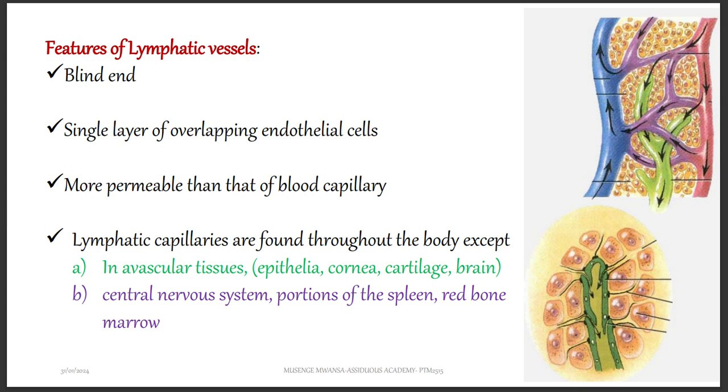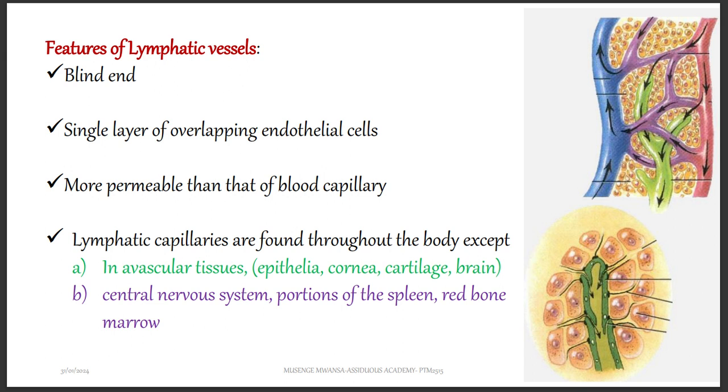And then it has got a single layer of overlapping endothelial cells. We understand this very much when we do epithelial cells in anatomy. Endothelial cells are just flat cells. So we are saying that the lymphatic vessels are made up of flat cells which overlap over each other. As you can see here where my cursor is, this is a cell, and it is overlapping with another cell here, and then another cell there.